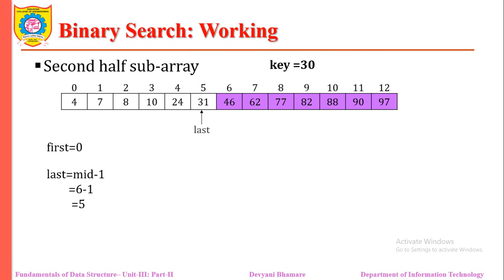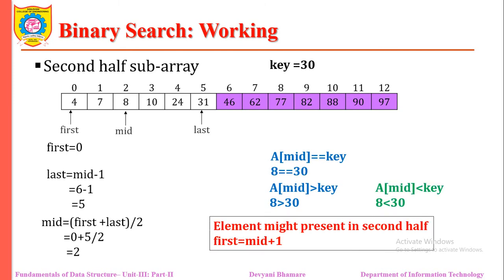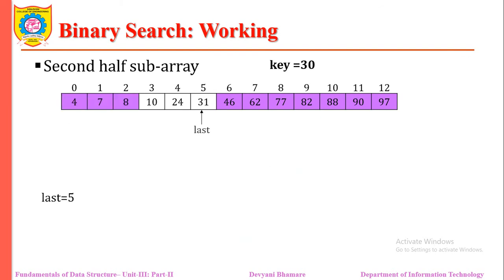Again we compute the mid. So we are getting mid is 2. Now we are comparing 8 with 30. Is 8 equal to 30? No. Is 8 greater than 30? No. Is 8 less than 30? Yes. So again we are saying that the element is present in the second half part of our array. So that's why our first becomes mid plus 1.